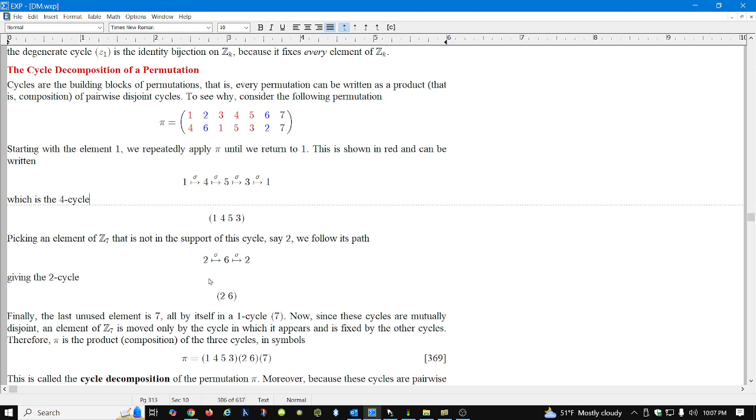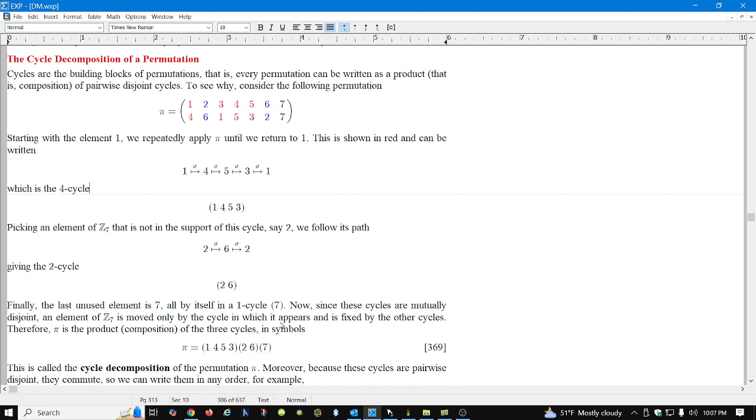You can start anywhere you want. You could start with 6. 6 goes to 2 and 2 goes to 6. So your 2 cycle would look like 6 followed by 2, but it's the same permutation, the same bijection. What's left after these two cycles is just the number 7, which goes to itself. So it generates a little 1 cycle, which is the identity, but we still include the 1 cycles.